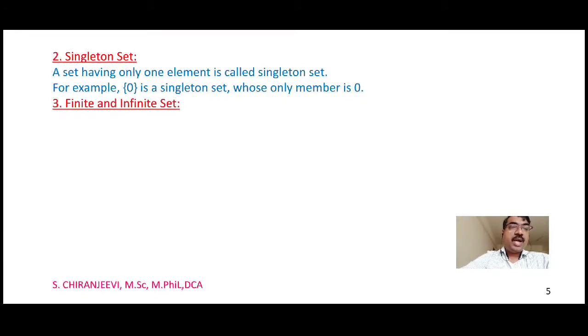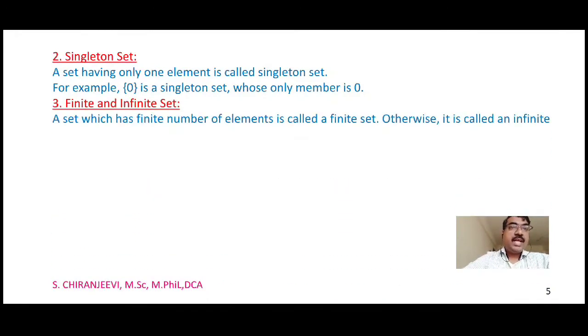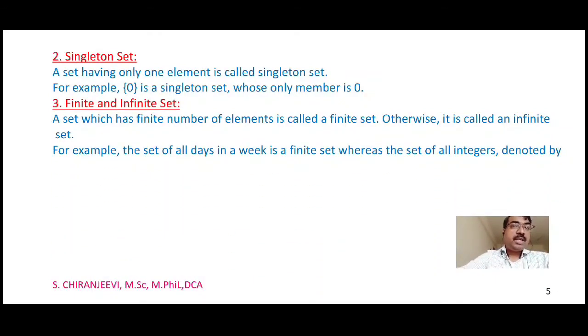Next one, finite and infinite sets. Finite is nothing but countable, infinite is uncountable. A set which has a finite number of elements is called a finite set. Otherwise, it is called an infinite set. Example, the set of all days in a week is finite, which is countable. The set of all integers, denoted by ..., -2, -1, 0, 1, 2, ..., {x such that x is an integer}, is an infinite set. So which has a finite number of elements, we call it a finite set, and which is infinite, we call it an infinite set.